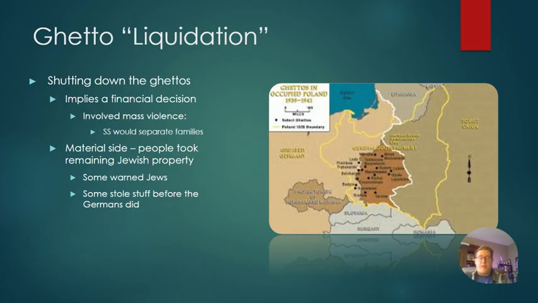It did also have a material side to it. People used it to take any remaining property and possessions from the Jews. They burned down buildings, they took property for themselves. Non-Jews in the area typically had one of two predominant responses if they knew of the impending liquidation. Some warned Jews, allowing them time to escape or find hiding places for their children. Others grabbed the chance to steal stuff before the Germans did. So the violence is starting to escalate. We're going to see a lot more of that when we do section 2.